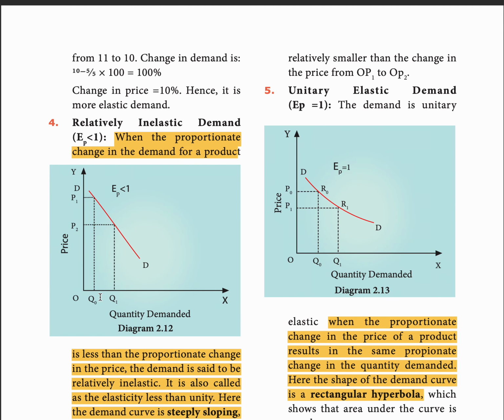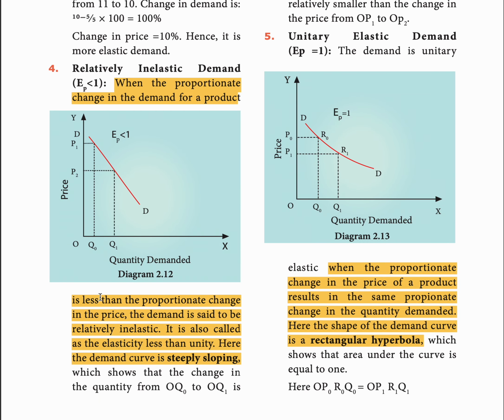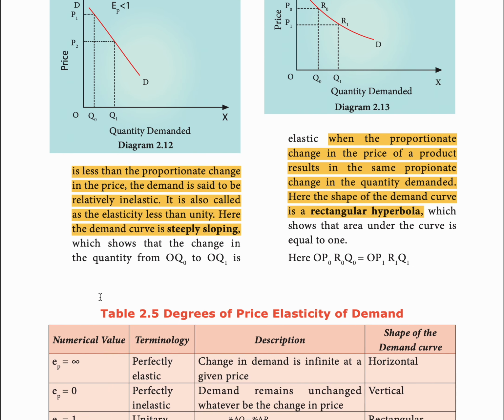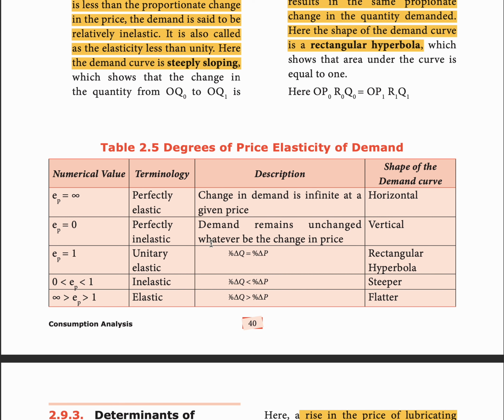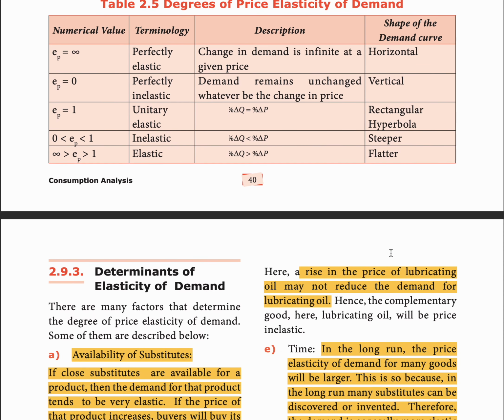Then comes unitary elastic demand. If the proportionate change in price of a product is the same as the change in quantity demanded, it is called unitary elastic demand. So this is a rectangular hyperbola. Now there is one table given about all the elasticity that we have understood: when demand is perfectly elastic, change in demand is infinite; perfectly inelastic, demand remains unchanged, right? Unitary elastic is a rectangular hyperbola, right?